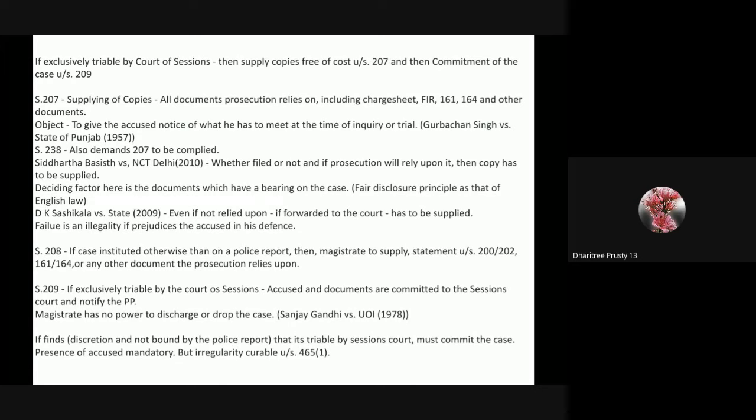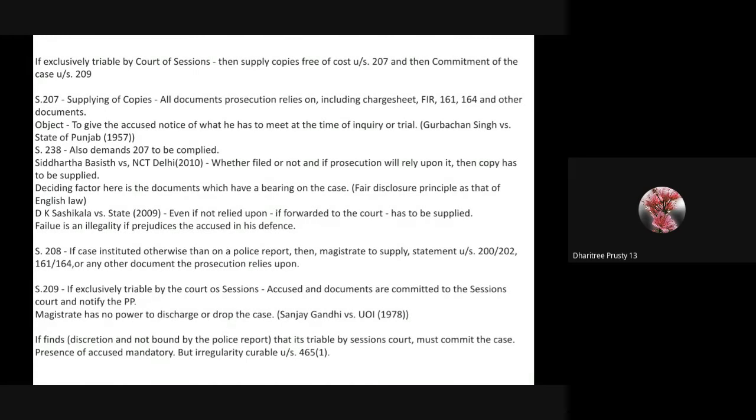But DK Shashikala versus State actually went a step further, and it says that even if it is not relied upon, if it is forwarded to the court, then it has to be supplied. So it is saying that even though it is not being relied upon, if it is forwarded to the court, it has to be supplied. But then again, it is not meeting the fair disclosure principle, as I discussed with you.